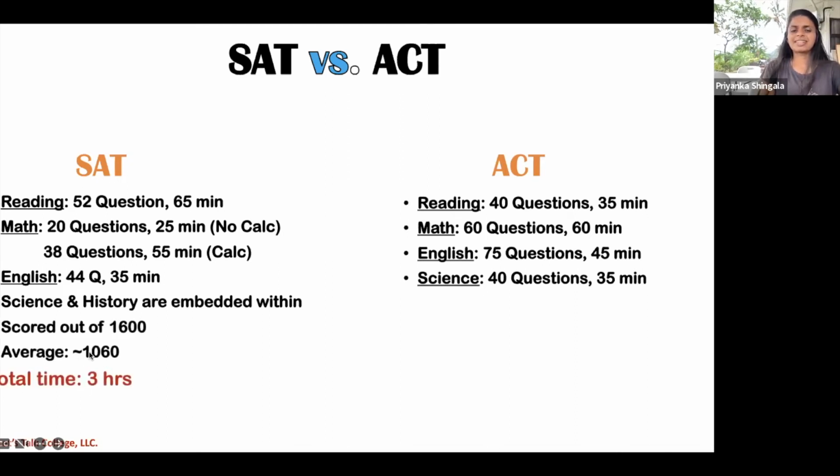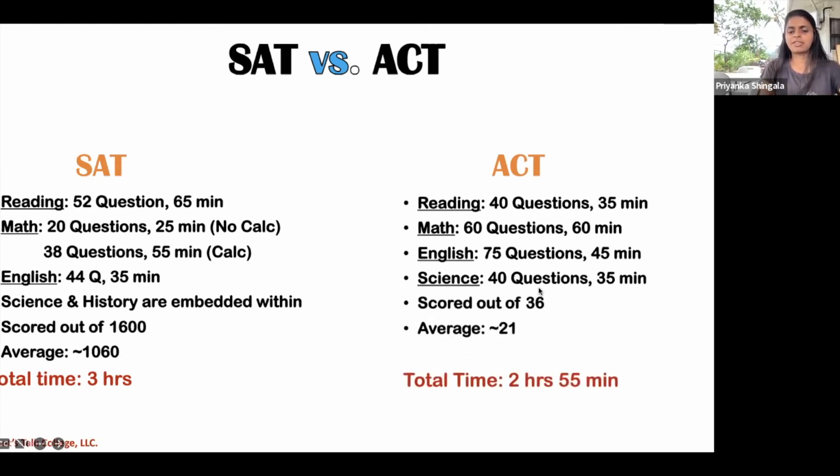SAT total scores are out of 1,600, and the national average is about a 1060. With no essay, the test time is 3 hours, but if you include the breaks, it's 3 hours, 15 minutes. Same thing for the ACT, but it's scored out of a 36. I don't know why they came up with these random numbers instead of just a flat-out round number, maybe like a 50 or 25 or a 10. I don't know, but they picked 36 and they picked 1,600. Either way, the average is about a 21.